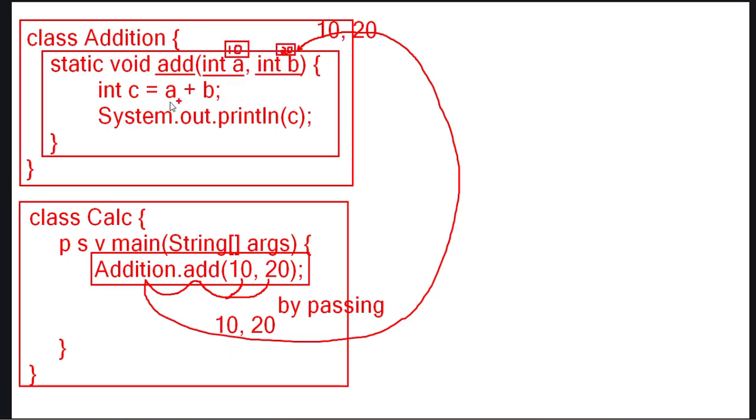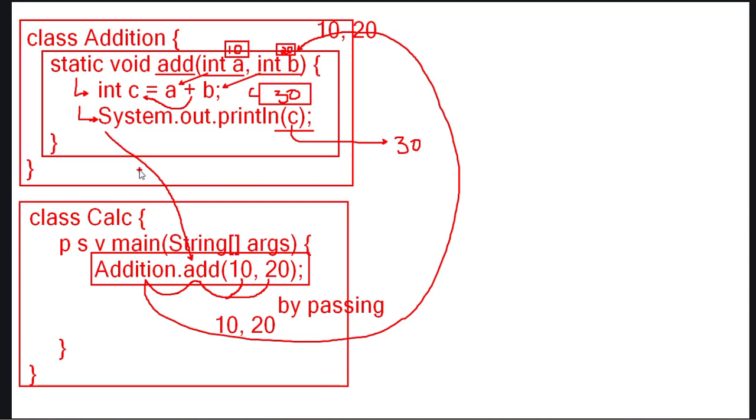Okay. Then logic execution started. In this statement, what have we called? The a value is read and substituted with 10, the b value is read and substituted with 20. Both are added. The result is stored in c. The c variable memory is created with result 30. Then SOP of c, the output is displayed on the console: 30. After method logic execution is completed, control comes back to the calling method. The add method's calling method is the main method.